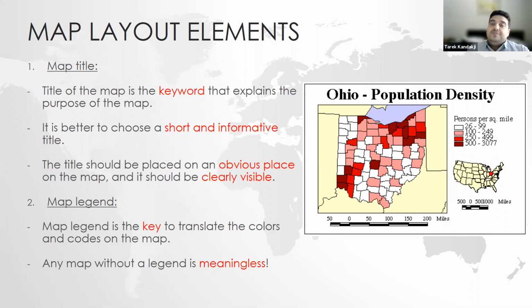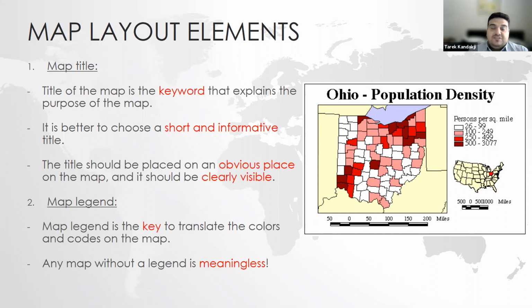So the map title. The title of the map is the keyword. It's the first thing some people look at. Like if I'm looking at a map, the first thing I will look at is the title. Why? Because I want to know what this map is talking about. So the title is the first hint, the first information that tells you about the purpose of the map.